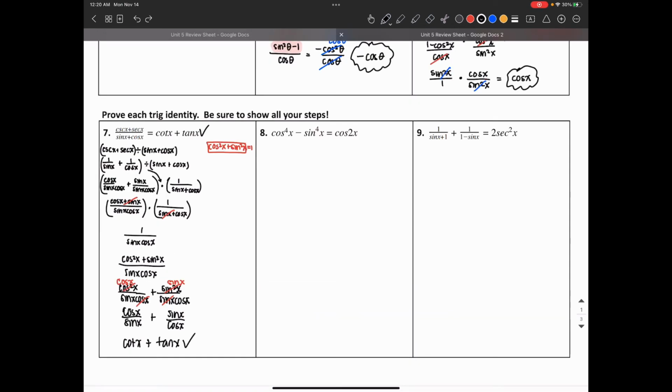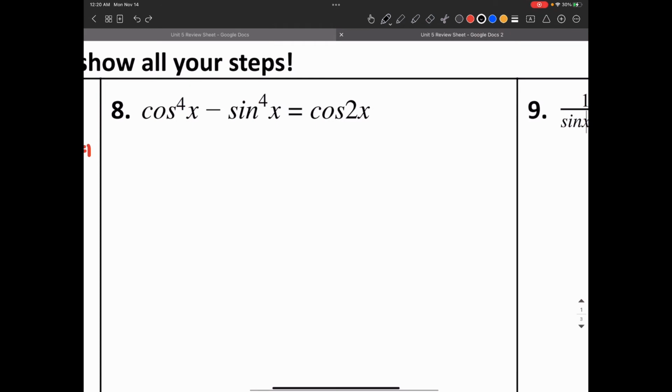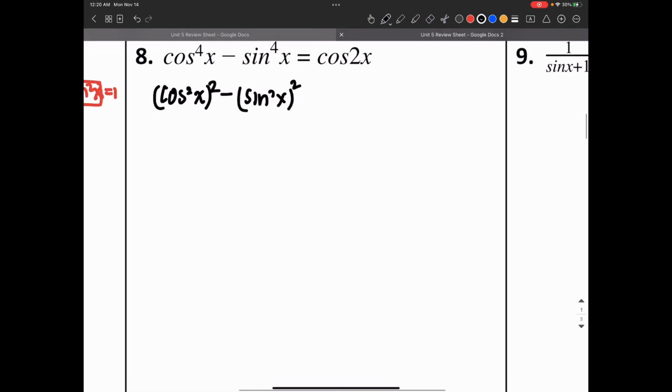For number 8, I see cosine to the 4th power of x minus sine to the 4th power of x equals cosine of 2x. On the left-hand side, I see that's the difference of two squares. It's cosine squared of x, squared, minus sine squared of x, squared. And so I can rewrite it.